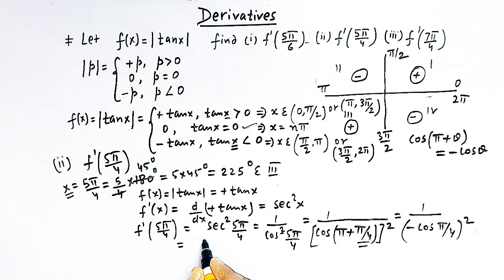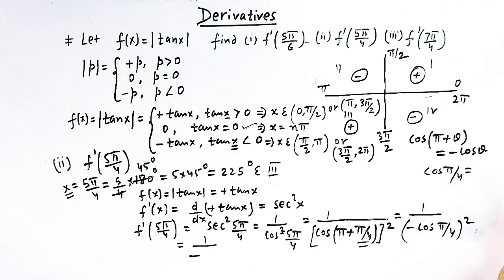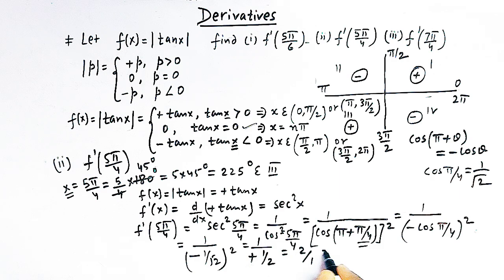So now we can write here minus and cos pi by 4. So cosine pi by 4 is cos 45 degrees. So this is 1 over square root of 2. So we have 1 over root 2 square. So this is 1, minus 1 square is positive. 1 over root 2 square is simply half, and we can take this 2 to the numerator. So we have 2 over 1, that is simply 2. So the value of f prime of 5 pi over 4 is equal to 2.